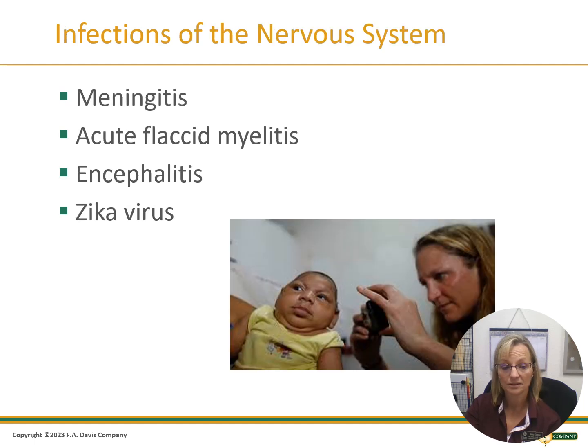So, meningitis is an inflammation of the meninges, the connective tissues that cover the brain and spinal cord. It is caused by either bacteria, viruses, or fungi in the cerebrospinal fluid. This is why we do a spinal tap to check the spinal cord or CSF.